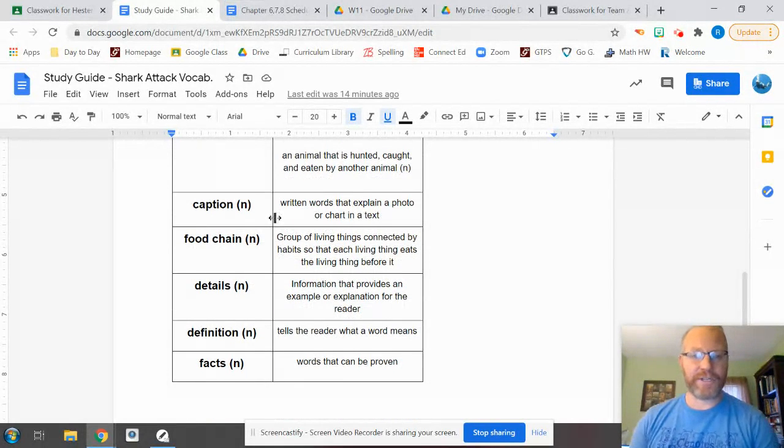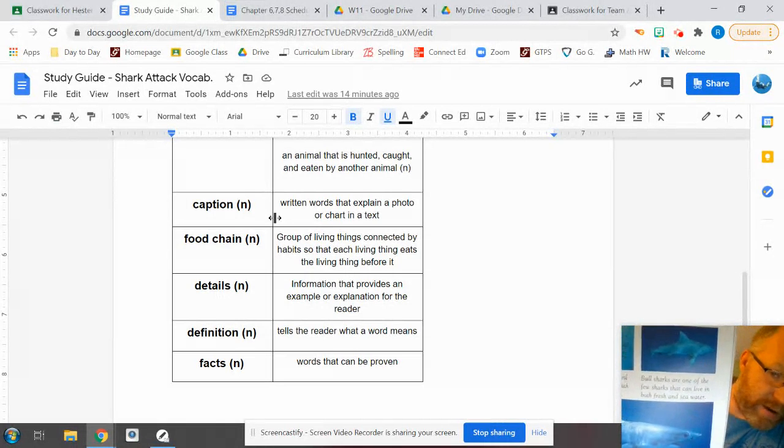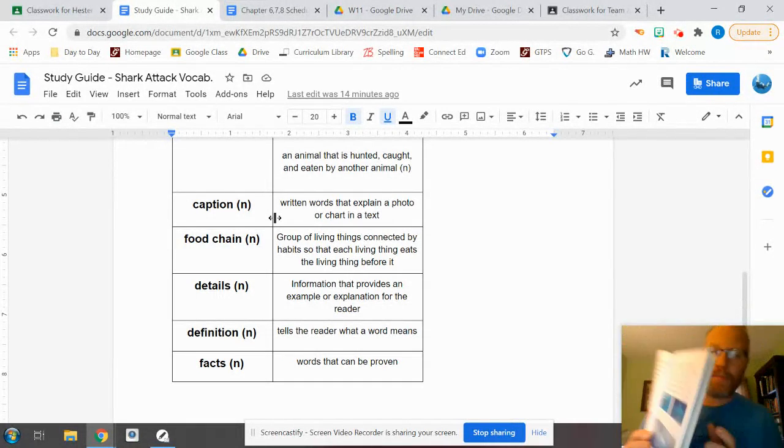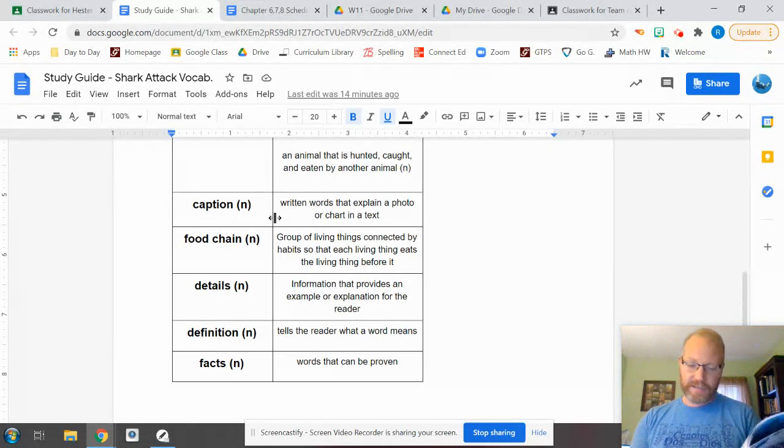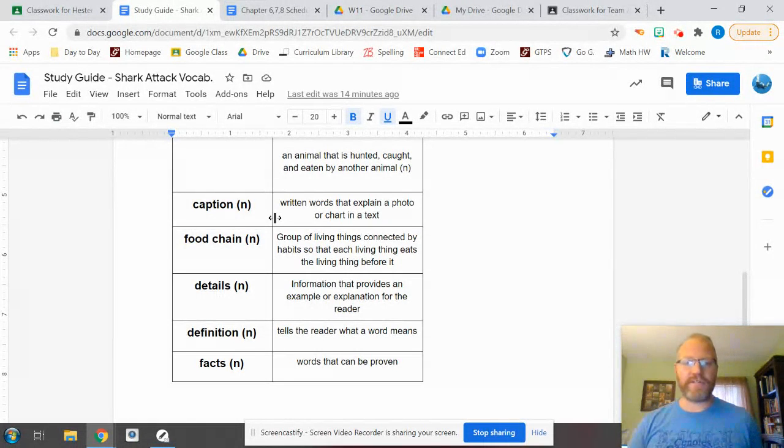Next, you have caption. We remember we were reading the book and we found pictures in the book, and every picture that we saw had a caption, just like this one here. So you have a picture, and the picture has a description, such as: a tiger shark is large and powerful enough to attack most sea creatures. That would be the caption. A caption is defined as written words that explain a photo or chart in a text.